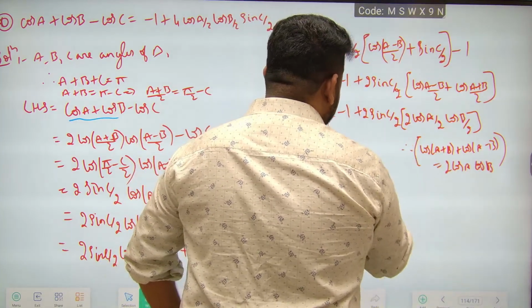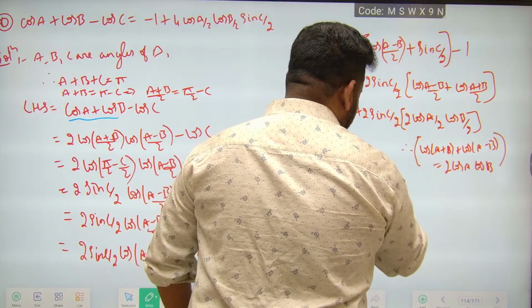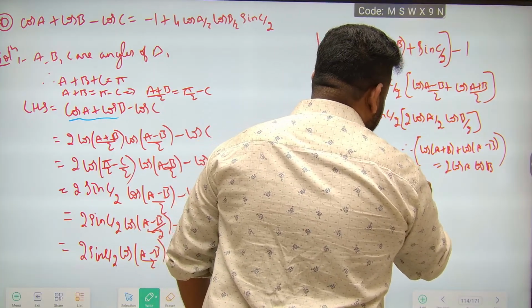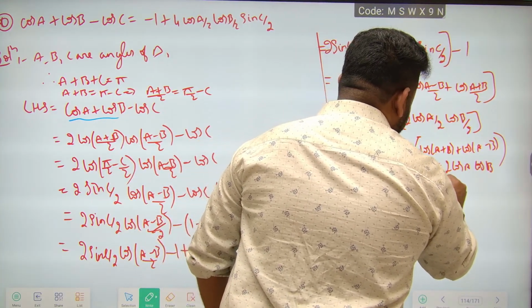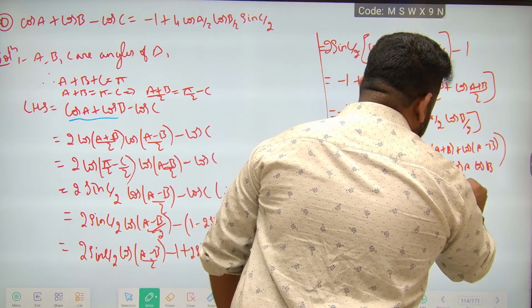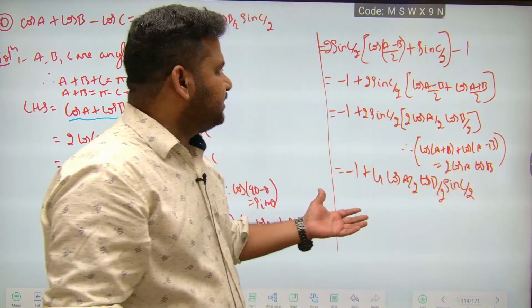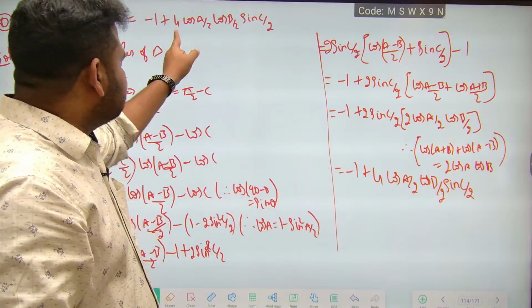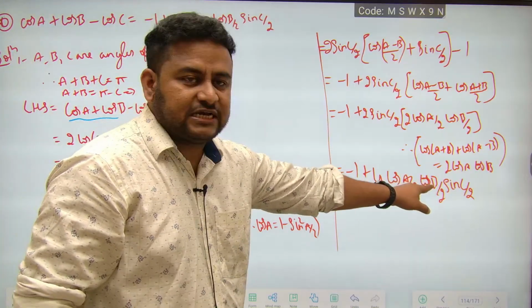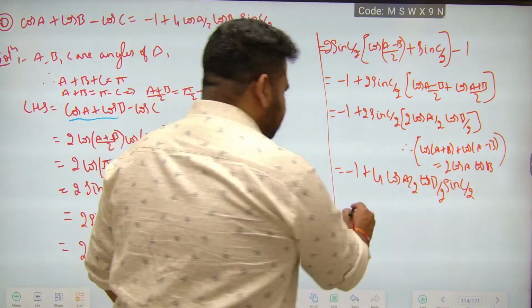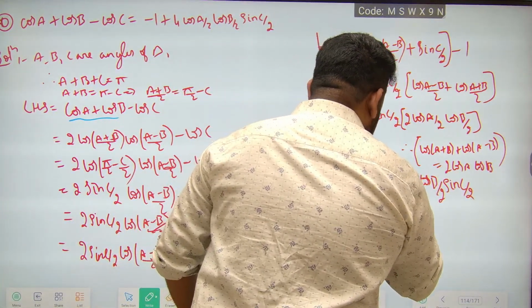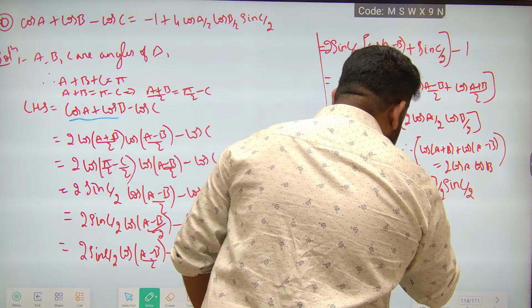So this will become minus 1 plus 2 into 2, which is 4, cos A/2 into cos B/2 into sin C/2. This is what we required: minus 1 plus 4 cos A/2 cos B/2 sin C/2. That is what they have asked, that is nothing but equal to RHS. Hence proved.